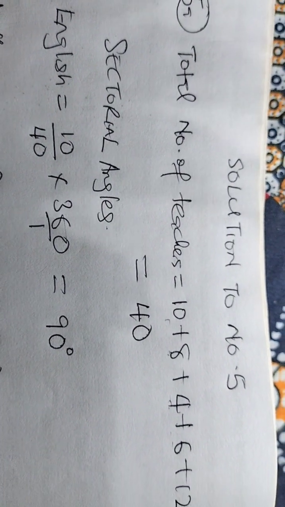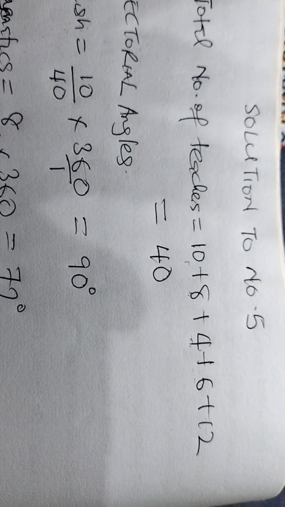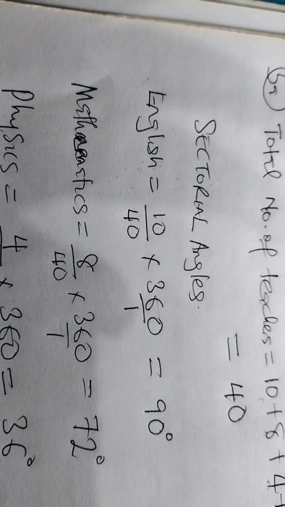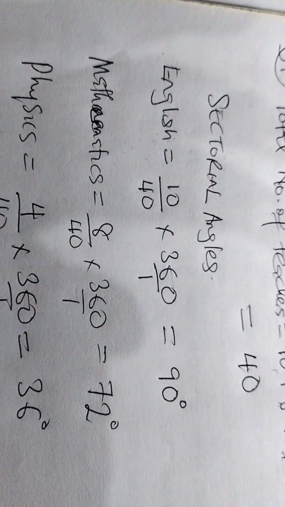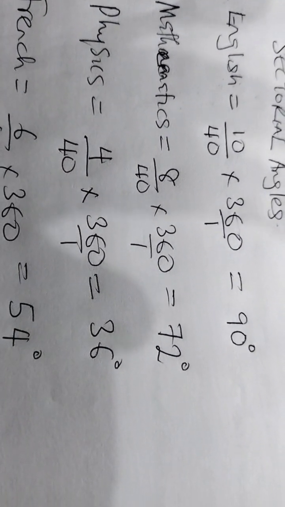Going to number 5A, we find the total number of teachers by adding the numbers. We have 10 plus 8 plus 4 plus 6 plus 12, that gives us 40. Now we find the sectorial angle of each subject. English is 10 over 40 times 360, that gives us 90 degrees. Mathematics, 8 over 40 times 360, gives 72 degrees.